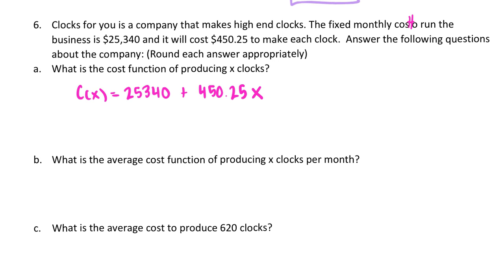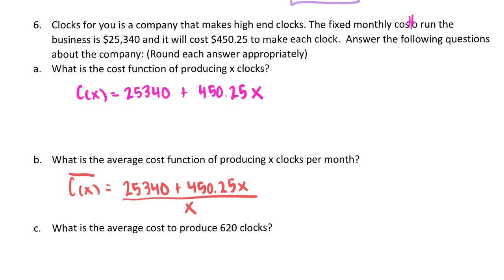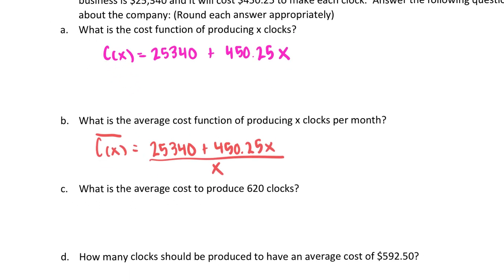Okay, the next thing they want is the average cost. So to find the average cost, here we will go 25,340 plus 450.25x, all divided by x. So that would be our average cost.